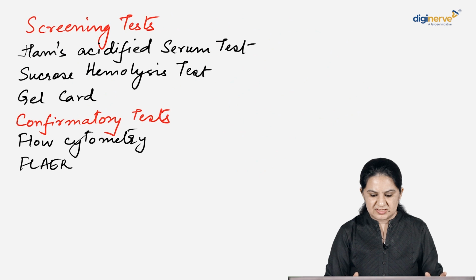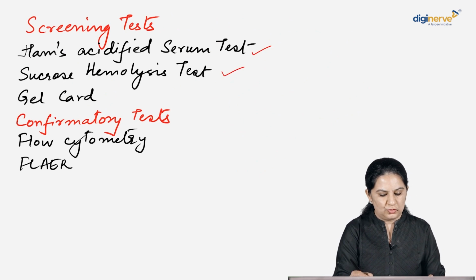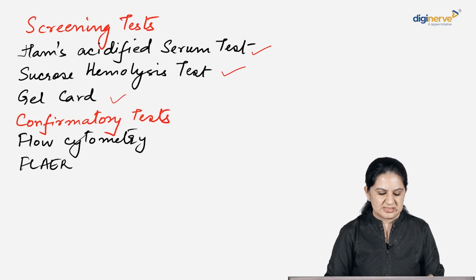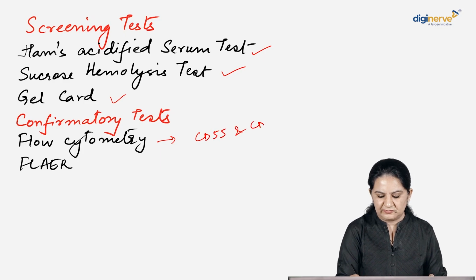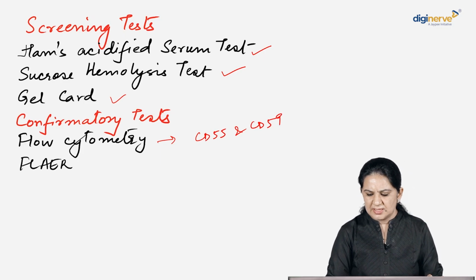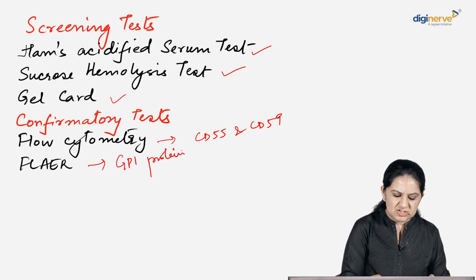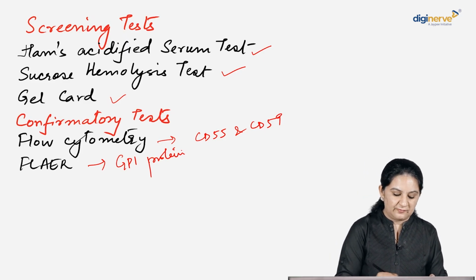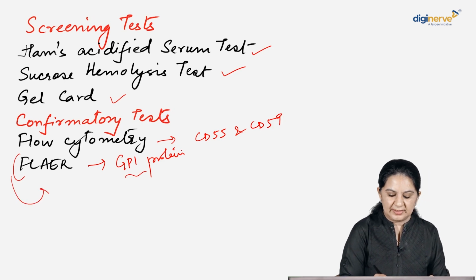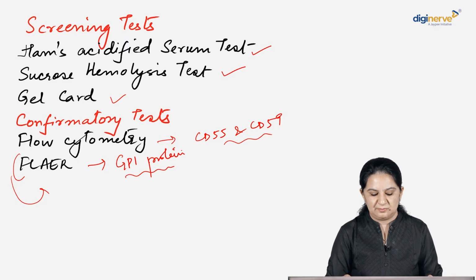Now, the screening tests for PNH: Ham's acidified serum test, sucrose hemolysis test, gel card test, and the confirmatory flow cytometry, which measures your CD55 and CD59, and FLAER test. FLAER test basically measures your GPI protein. Now, if I ask you which confirmatory test is better, flow cytometry or FLAER, what will you answer? FLAER. Why? Because here you directly measure the GPI protein. These proteins are released because of the GPI. So, FLAER test is better.